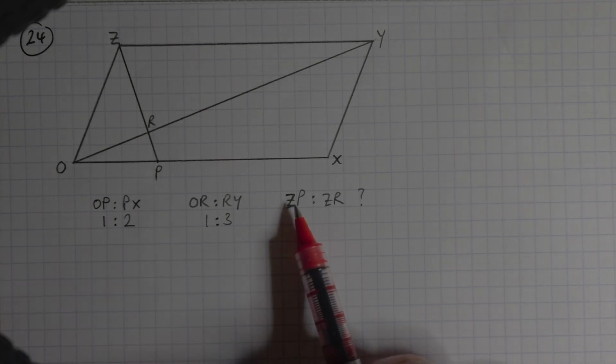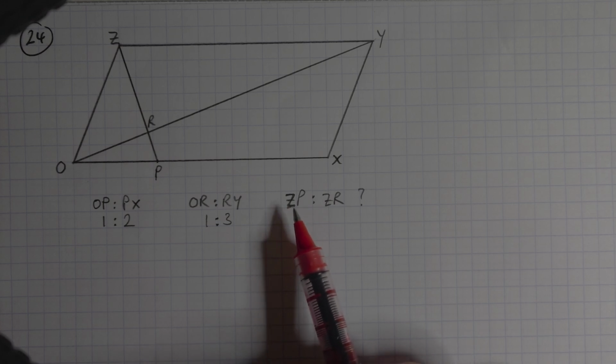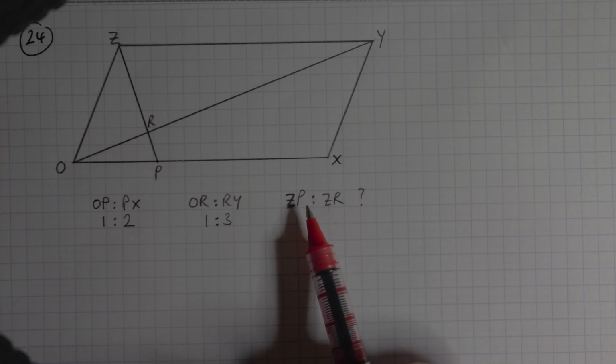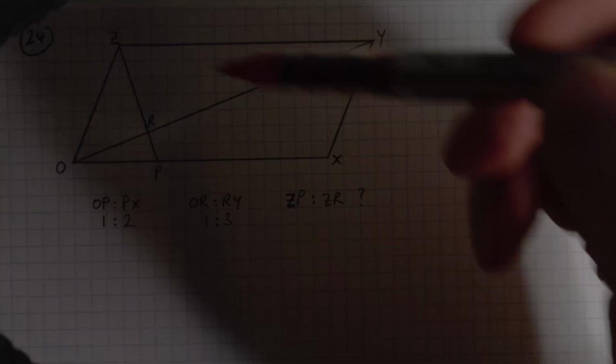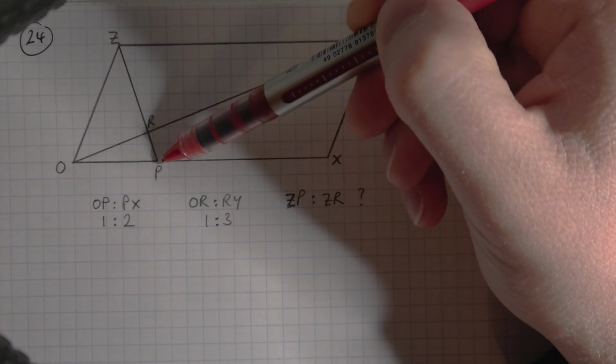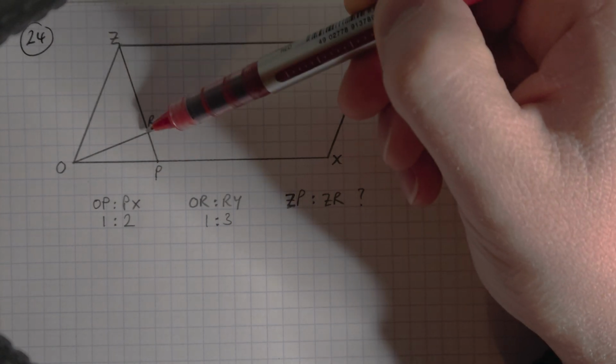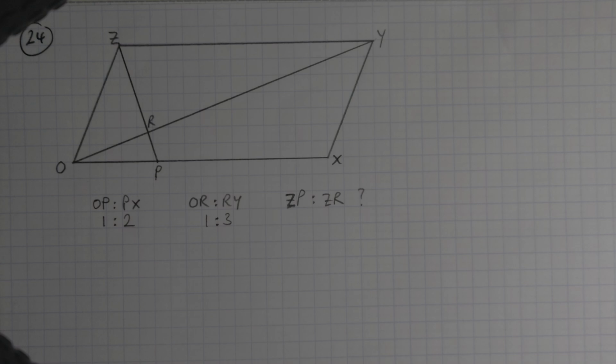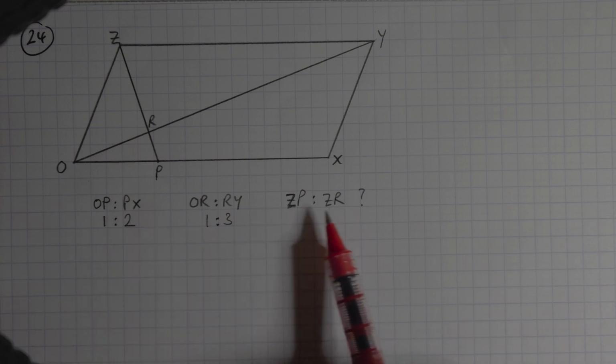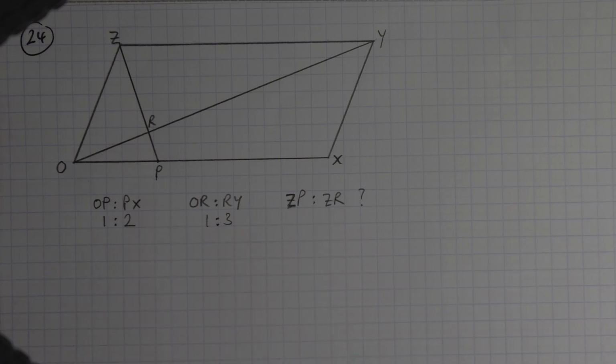Now, the question is ultimately asking us to find the ratio ZP to ZR. Notice how there are no arrows above the top, so they're basically asking us to work out the ratio of the lengths. ZP would be a certain length and ZR would be a certain length. We don't have to work out what those lengths are exactly, like as a number in centimetres, but we do need to know how much longer one is than the other. So what's the ratio of these two lengths?